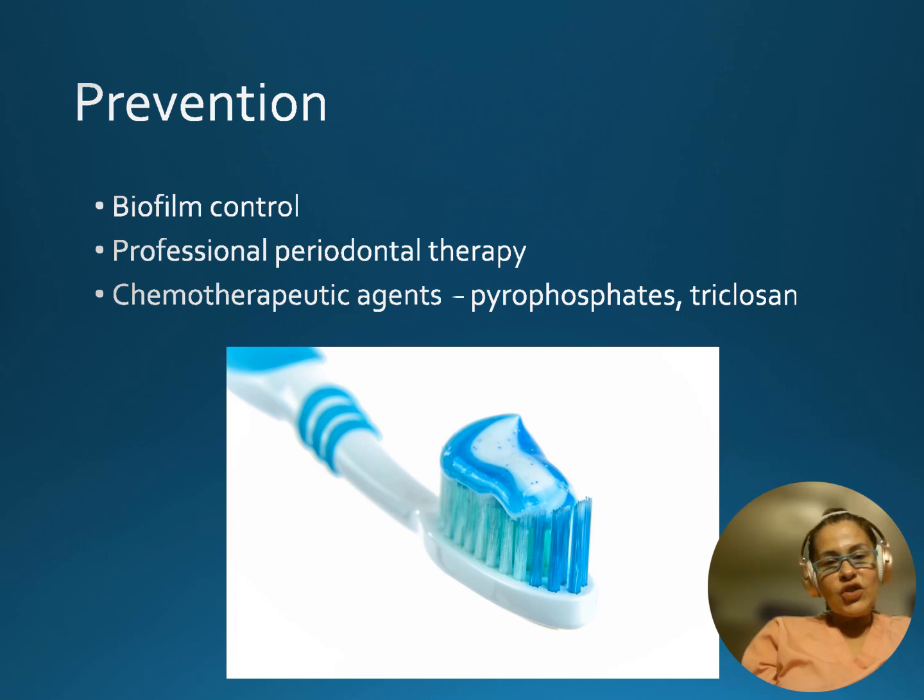Now for the prevention of calculus: biofilm control and professional periodontal therapy. So that will be us taking care of the patient and removing it so that the tissue can breathe and we can take that calculus away from the harmful bacteria. And chemotherapeutic agents, these are two that are pretty good for calculus removal, although triclosan isn't something that we use often because it causes allergies. But pyrophosphates and triclosan are indicated for calculus removal at home.